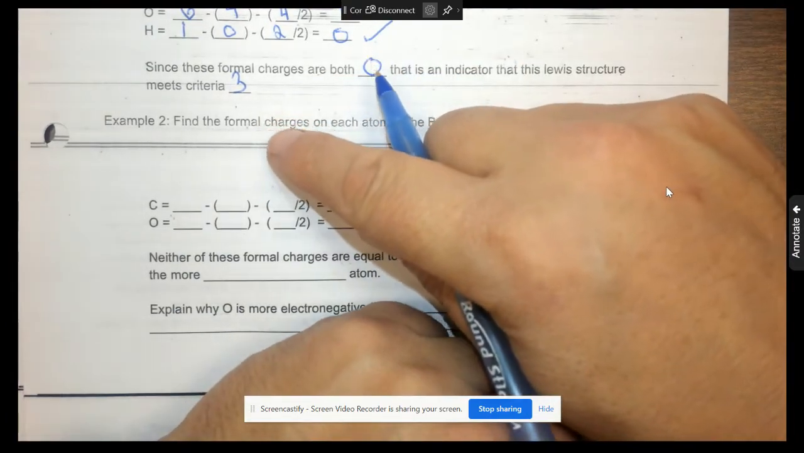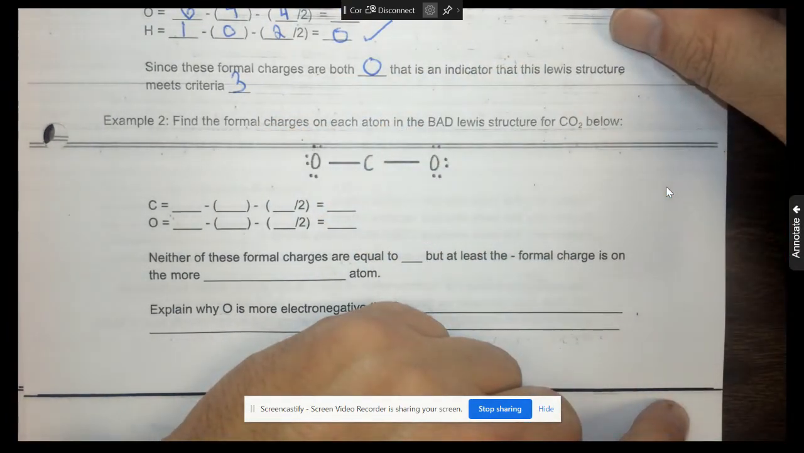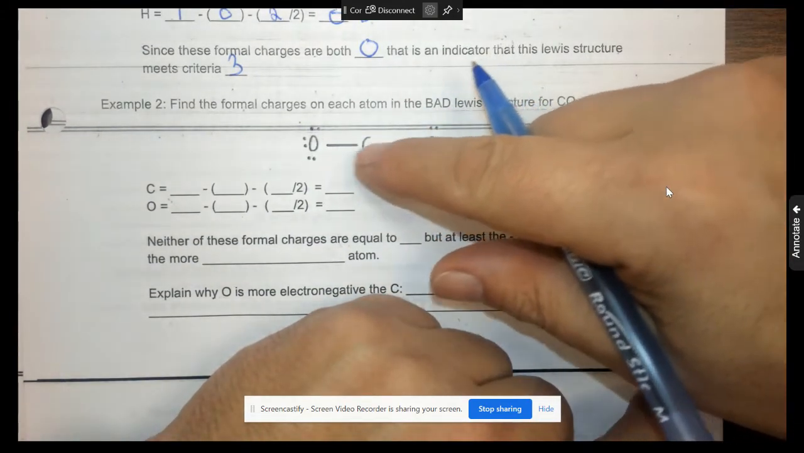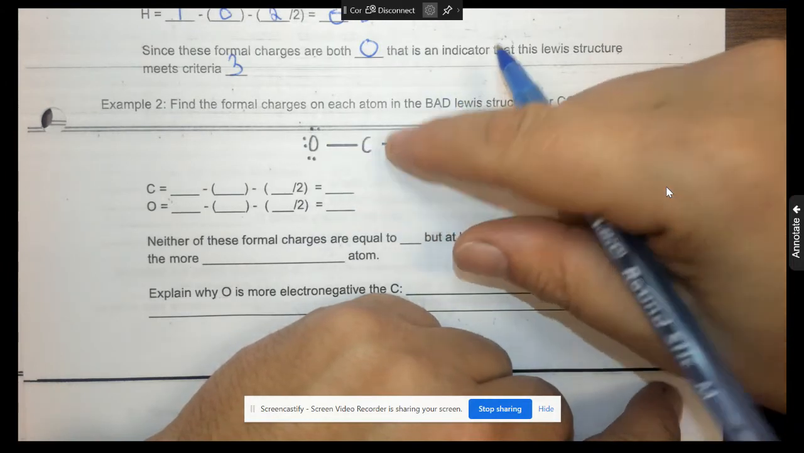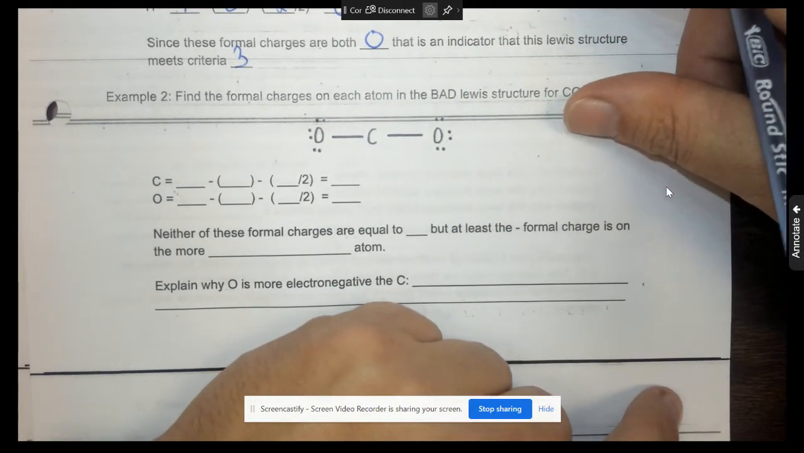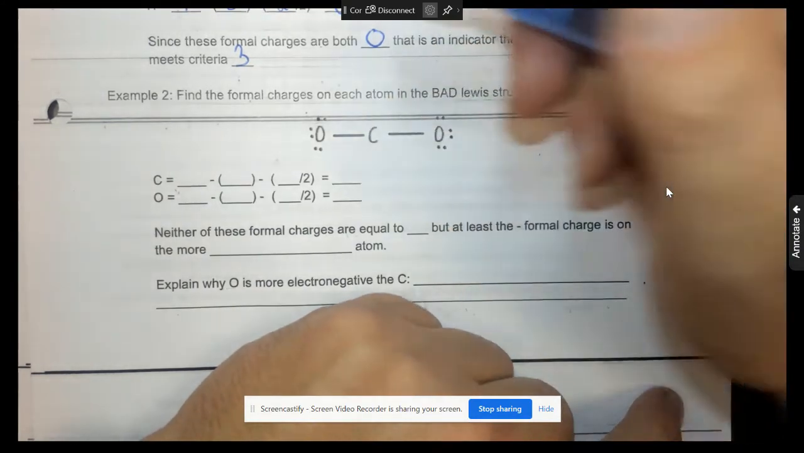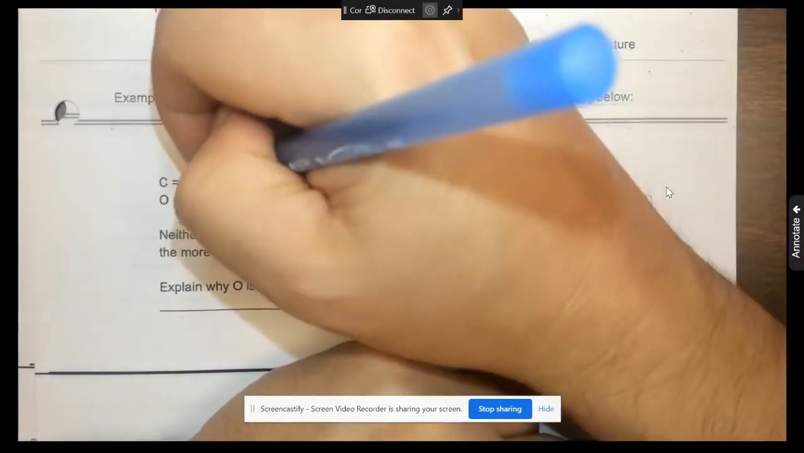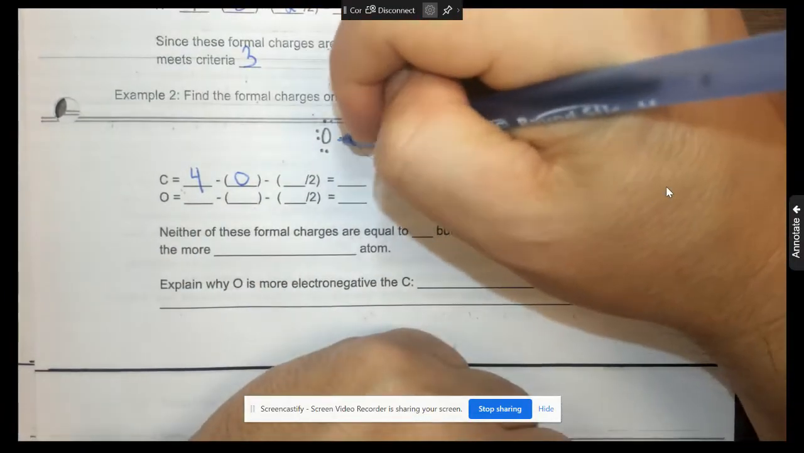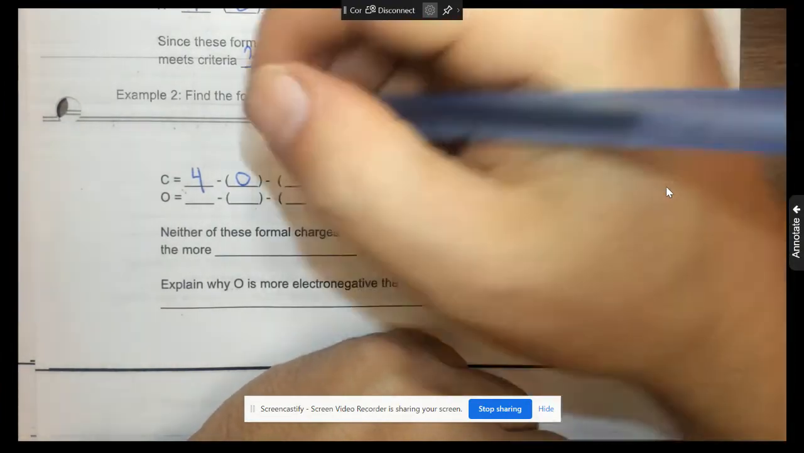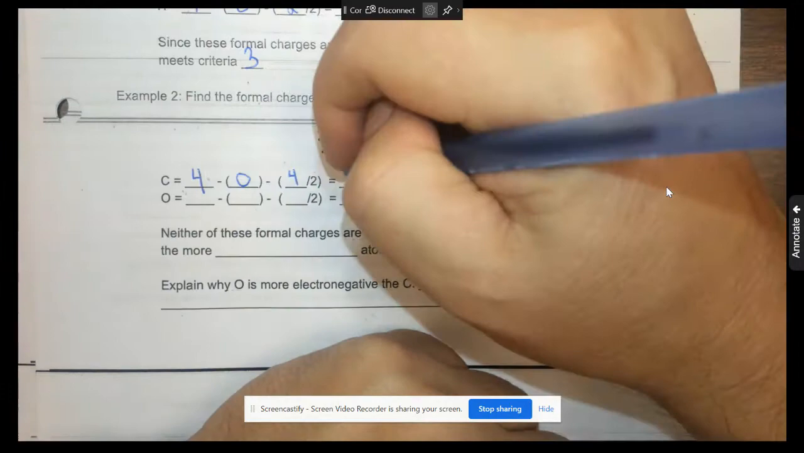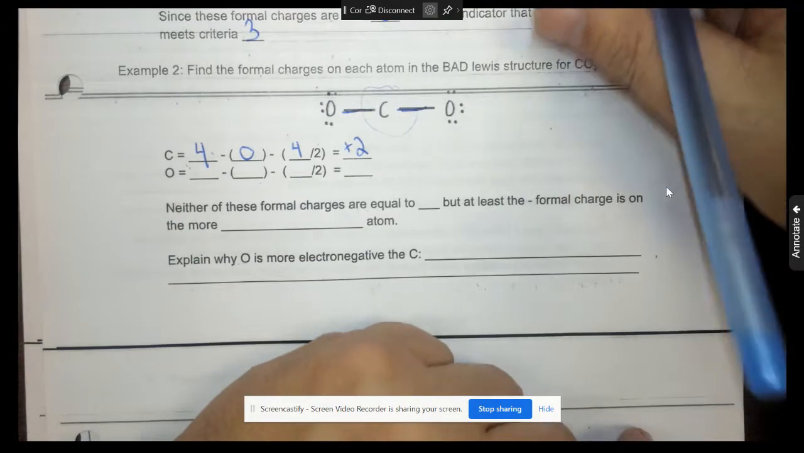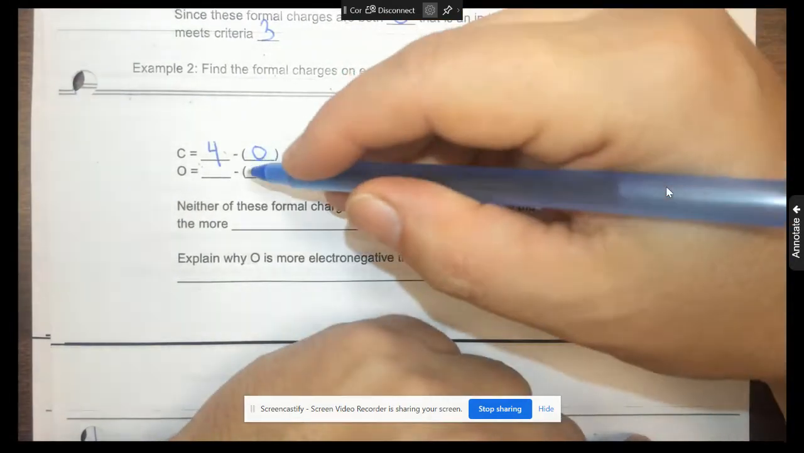But let's take a look at example 2. Find the formal charges on each atom in the bad Lewis structure for CO2. We already know that it does not obey criteria 2, which is that the carbon would have a noble gas configuration. But it's also going to give you some very bad formal charges. Carbon has 4 valence, we know that from the periodic table, minus no unshared, so 0, minus 4 shared, 2 and 2 is 4. 4 minus 2 gives you a plus 2 formal charge, and we want that to be 0, so plus 2 is not desirable.